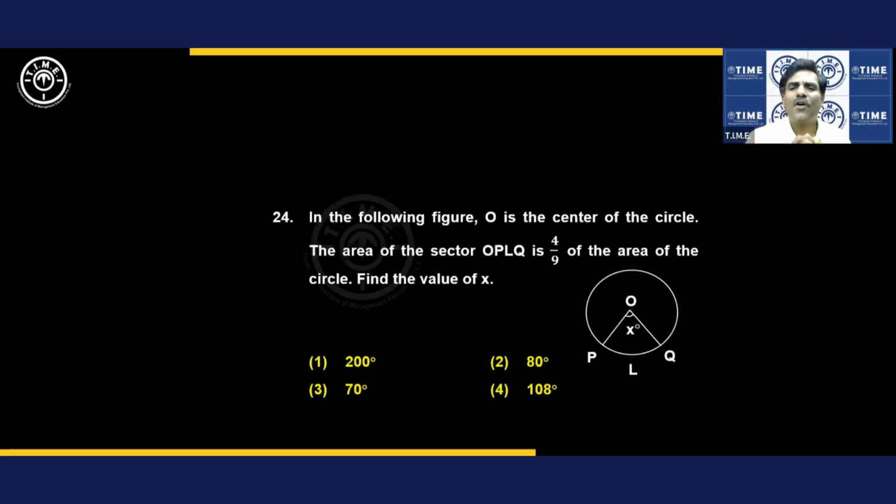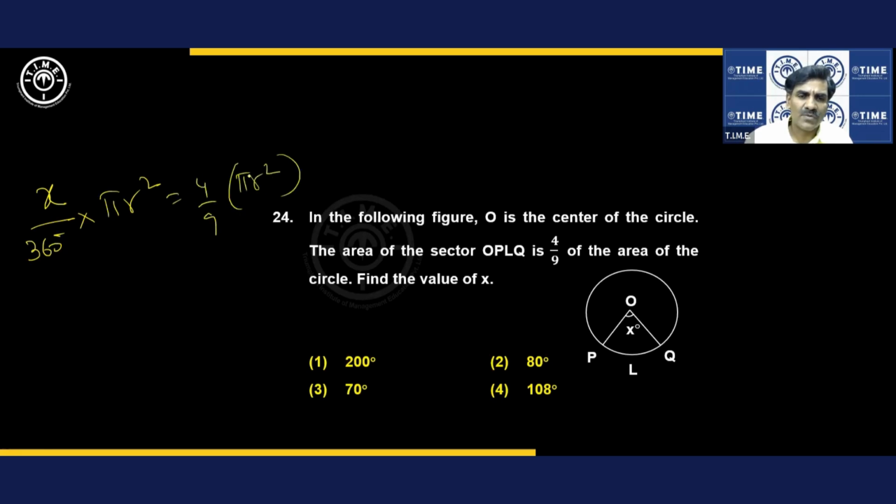In the following figure, O is the center of the circle. The area of the sector OPLQ is 4 by 9 of the area of the circle. Find the value of X. So, area of sector is nothing but theta by 360 into pi r square. Theta is X here, so X by 360 into pi r square. And that is given to be 4 by 9 of the area of the circle, which is 4 by 9 times pi r square. So pi r square cancels.